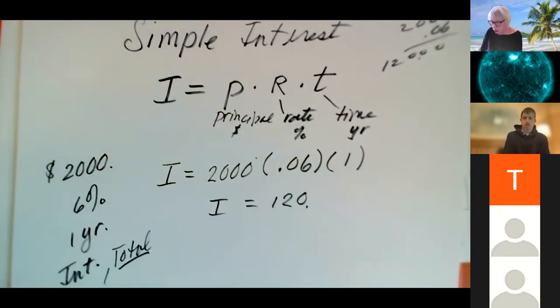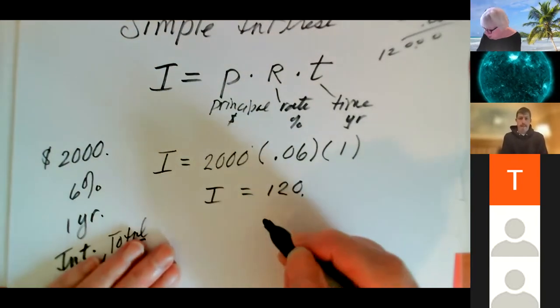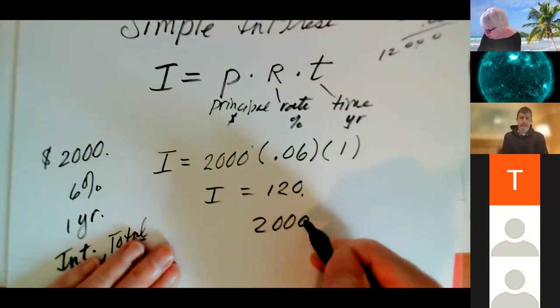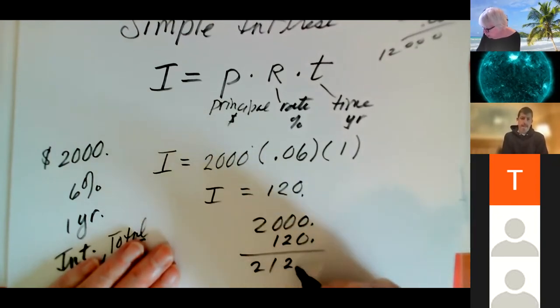If they ask for the total that's in the account, this is like before, just like when you added on the tax, this is adding on your interest. And so it's the $2,000 plus the 120 interest, 2120.